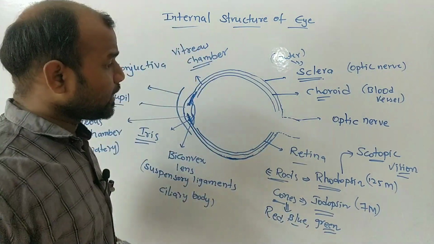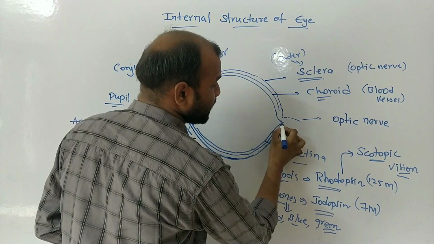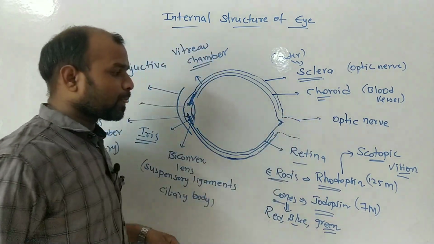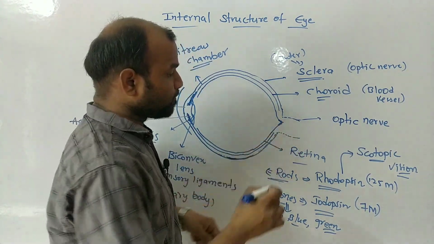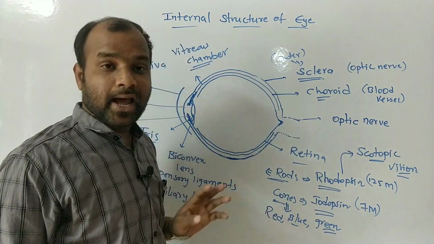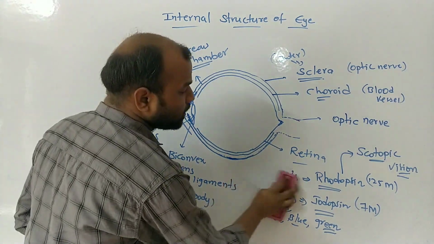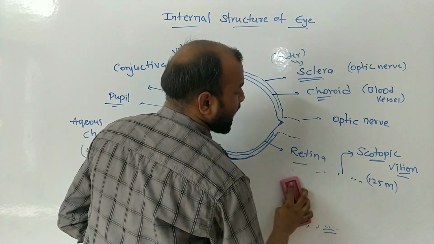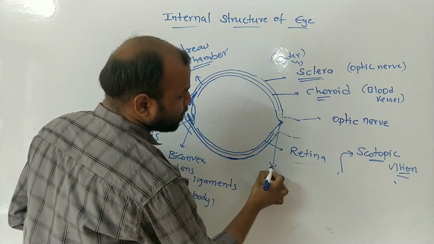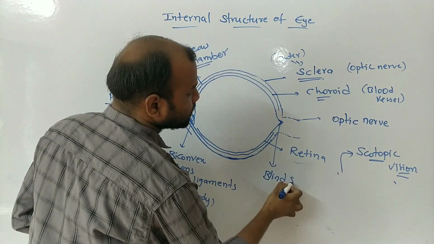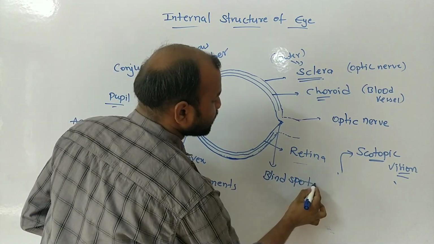In the retina region, where the optic nerve is leaving and the blood vessels are entering into the eyeball, these photoreceptor cells are absent. This portion where the photoreceptor cells are absent is called the blind spot.